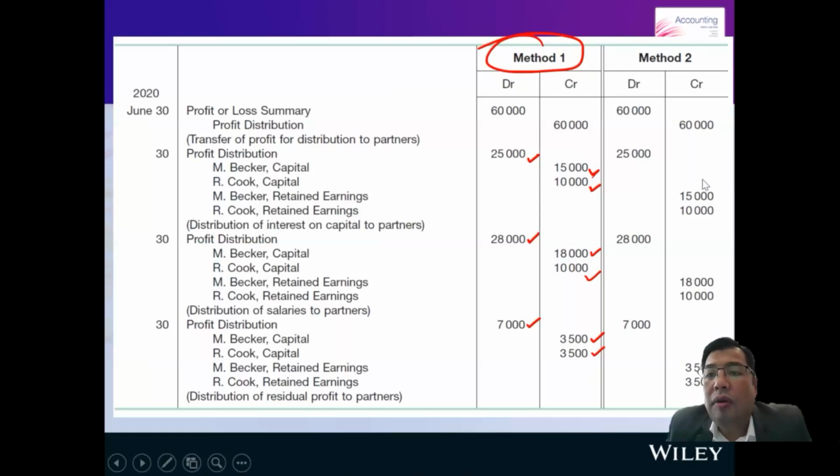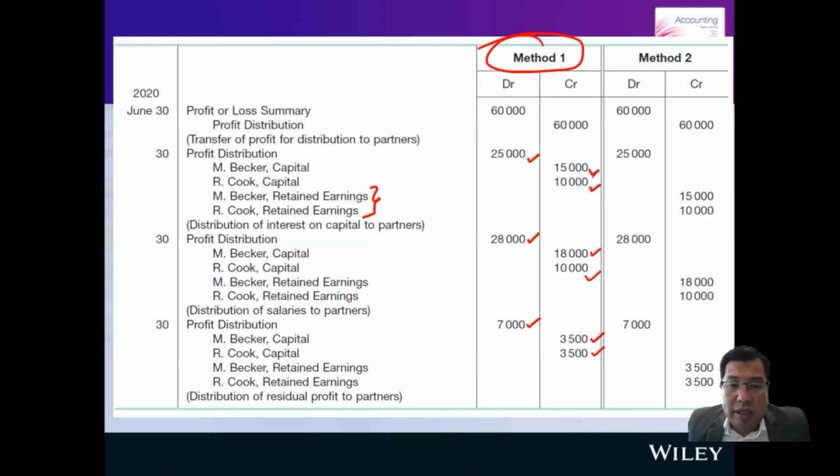For method number two, it's a bit more complicated. We still have the capital account, but we're not going to touch the capital account. We're going to use the retained profit account. So instead of using the capital account, I'm using the retained profit or retained earnings account. So debit the profit and loss, credit the retained earnings for Becker and Cook.